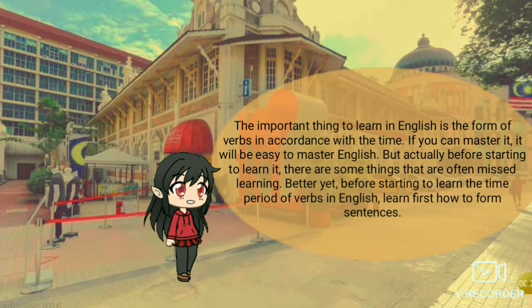The important thing to learn in English is the form of verbs in accordance with the time. If you can master it, it will be easy to master English. But actually, before starting to learn it, there are some things that are often missed. Better yet, before starting to learn the time period of verbs in English, learn first how to form sentences.